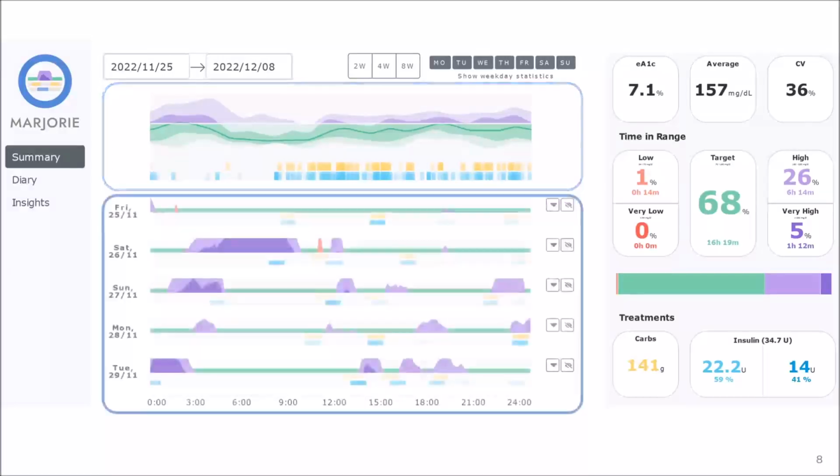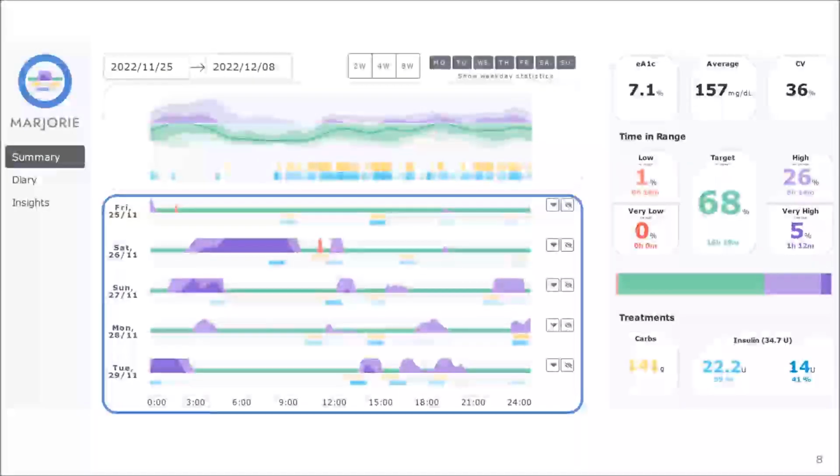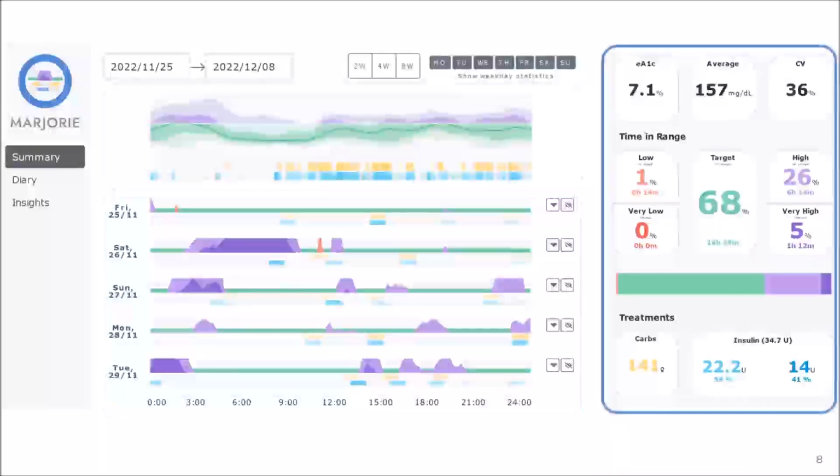Below the AGP, users can request charts for the individual days in the selected time range. These charts are based on adapted versions of horizon charts, which highlight only the periods that are out of normal range. Times in range are simply shown as a green baseline because they are not important for the analysis. The panel on the right contains statistics that the diabetologists consider vital for their analysis.